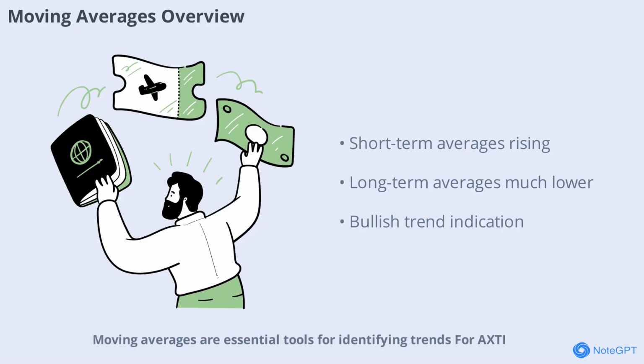Moving averages are essential tools for identifying trends. For AXTI, the short-term averages like SMA5 and EMA5 are at 15.77 and 15.95, respectively, both below the current price. Longer-term averages such as SMA 200 at 4.64 show a dramatic gap, highlighting the stock's recent surge. This alignment of short and long-term averages below the current price typically signals a strong bullish trend, indicating that buyers have been in control for a sustained period.